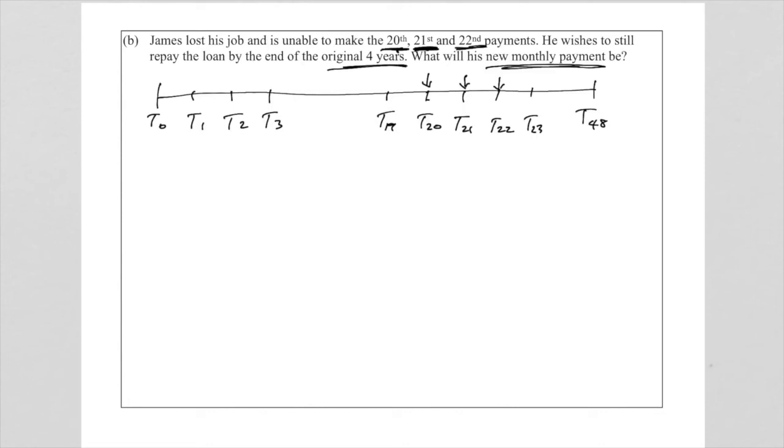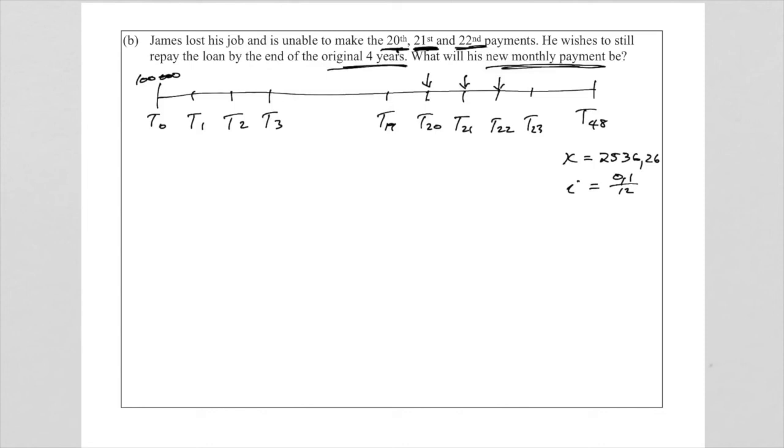So the loan was granted at T0. That was the 100,000 Rand loan. He started with his monthly payments, and we already calculated that monthly payment as our X amount, which was 2,536 and 26. Please remember, I is still the same as in A, and that is 0,1 over 12.